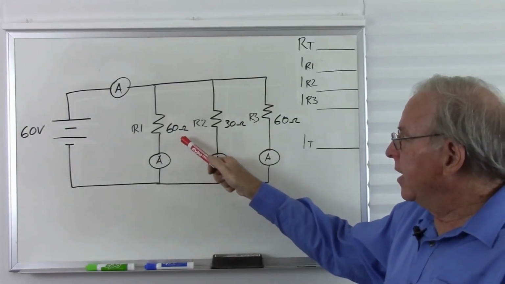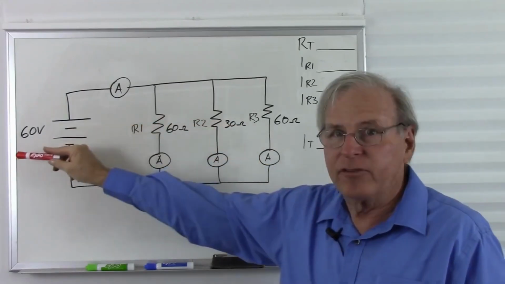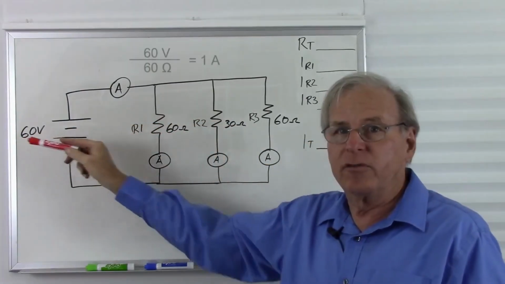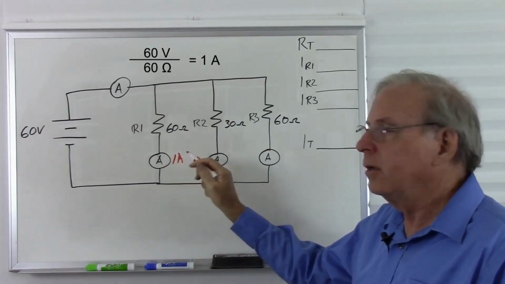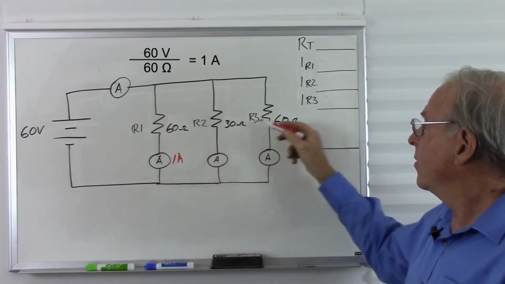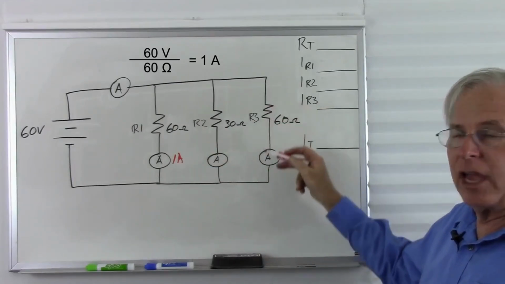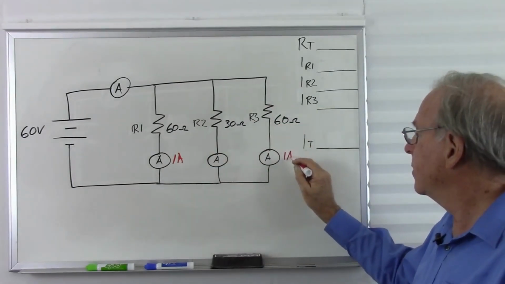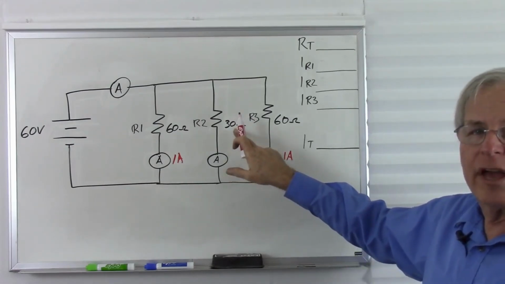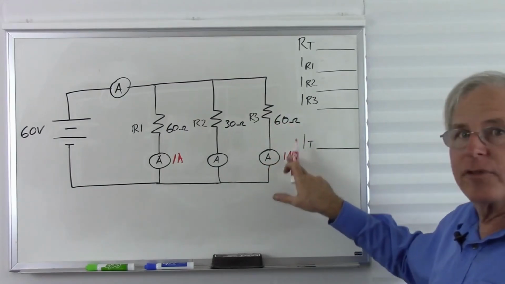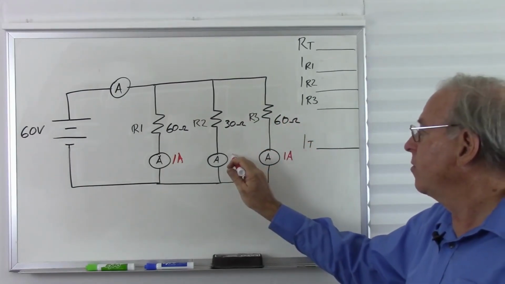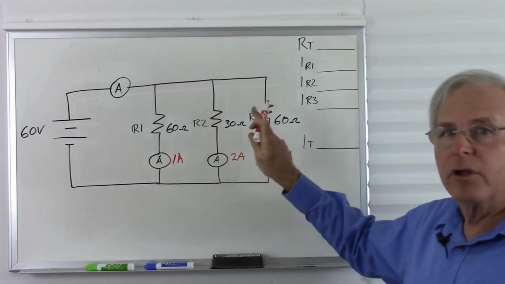So what we have is 60 ohms and 60 volts. 60 ohms goes into 60 volts, gives us a current of 1 amp. And we have 60 ohms over here, so we have the same current, 1 amp. Here we have 30 ohms. Half the resistance, we will have twice the current. So we have 1 amp through 60 ohms. We're going to have 2 amps through 30 ohms.